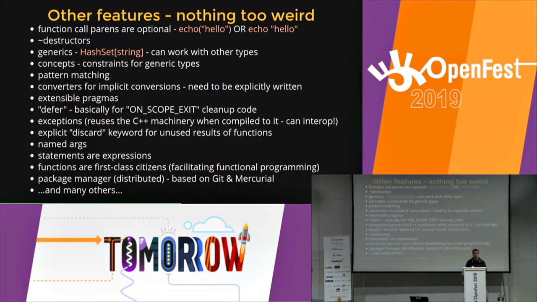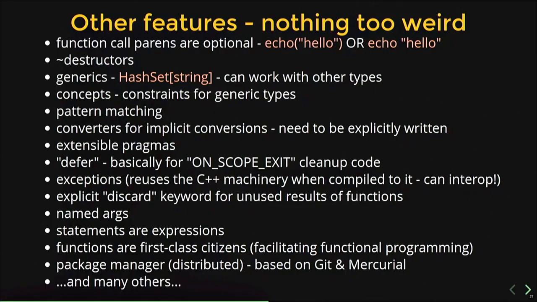Some other cool features: parentheses are optional when you're calling functions. You have destructors since recently. You have generics, so you can write your hash set and it can deal with any kind of types. You have concepts, pattern matching, implicit conversions, converters for implicit conversions, so we're actually explicit when we want something to be implicitly convertible. Also an extensible pragma system, defer statements, exceptions.